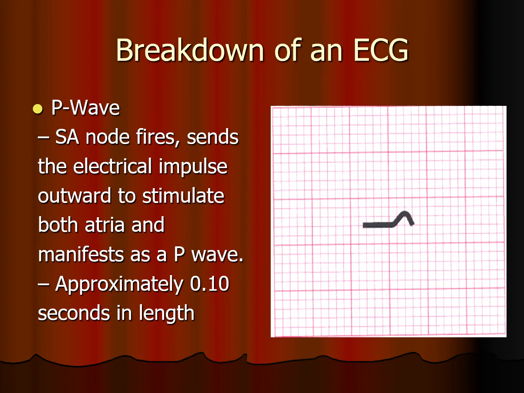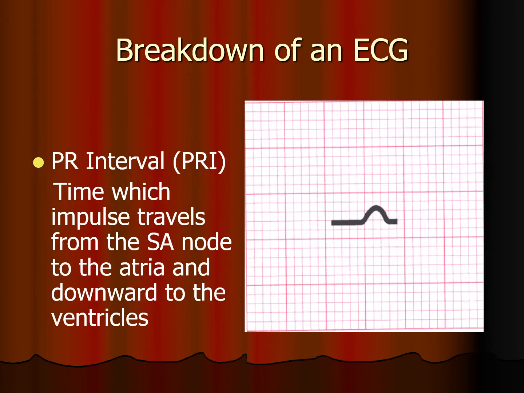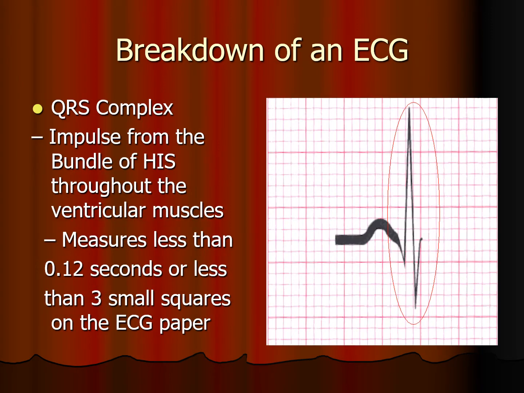The SA node fires, sends the electrical impulse outward to stimulate both atria and manifests as a P wave. All right, the actual wave itself is about 0.10, and I know we don't use a trailing zero. This is just to make it easier for you to see that we're looking at 0.1 or 0.10 seconds in length. The interval itself needs to be 0.12 to 0.2 seconds from the QRS. All right, and the interval is the time which it travels from the SA node to the atria and downward to the ventricles.